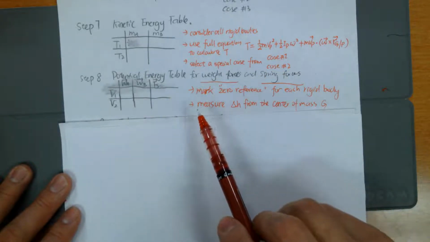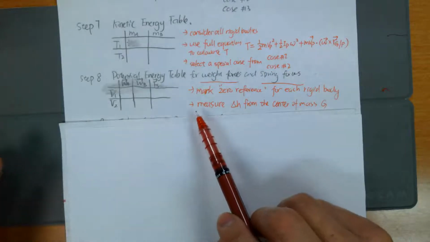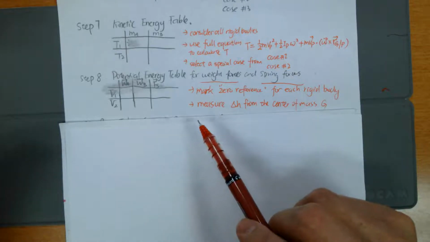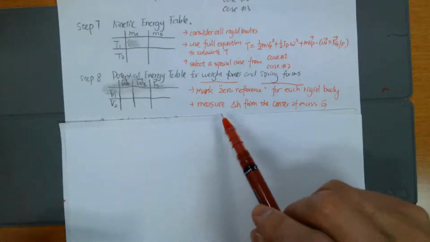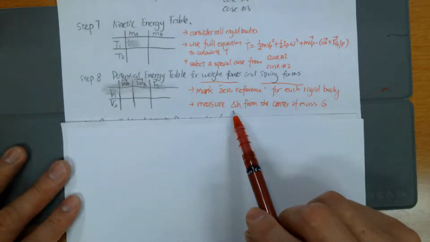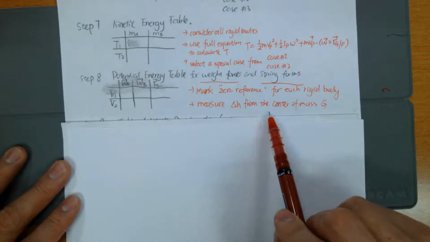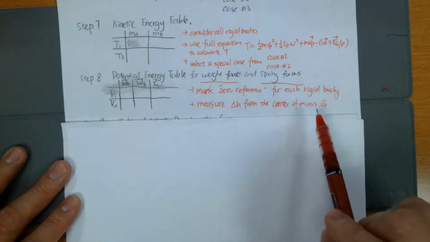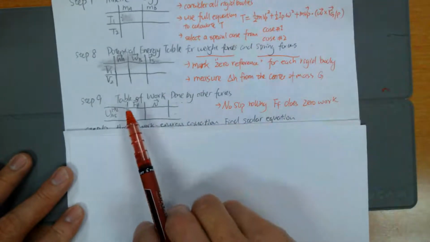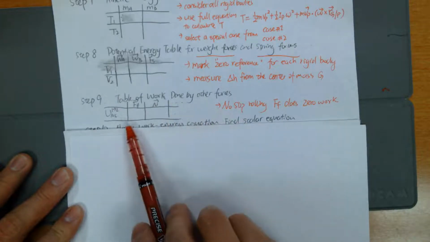Something to pay attention to is, since here we have rigid bodies, which have size, dimensions, and geometries, it can sometimes be hard to figure out the change of height, delta H. One trick is that you can always measure the change of height from the change of center of mass position. Okay. Then the third table will be the work done by other, non-conservative forces.